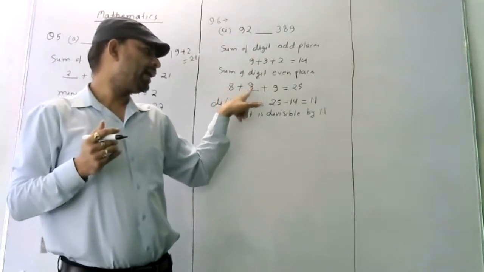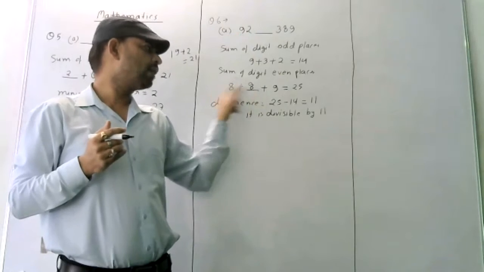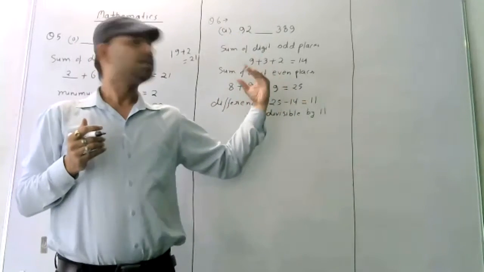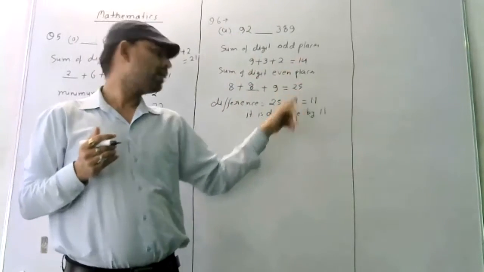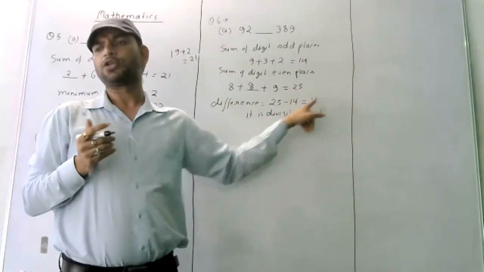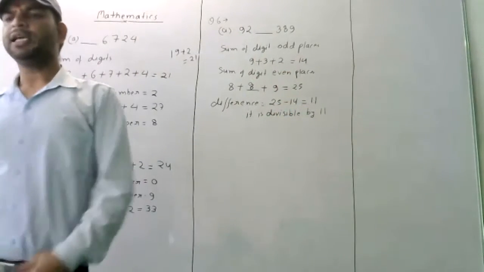So put here a number 8. Put 8 here, then the sum is 25. If we subtract 14 from 25, it is equal to 11. So this number is divisible by 11.